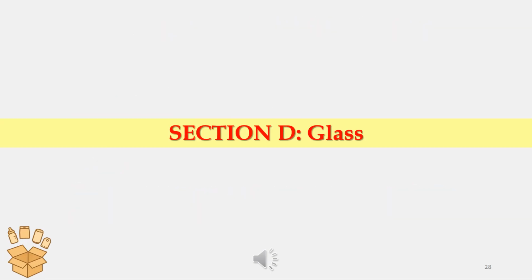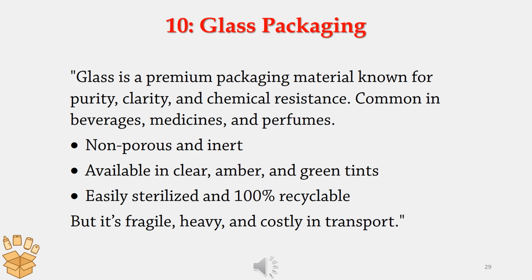Section D is about glass. Glass packaging. Glass is a premium packaging material known for purity, clarity and chemical resistance. Common in beverages, medicines and perfumes. It is non-porous and inert.